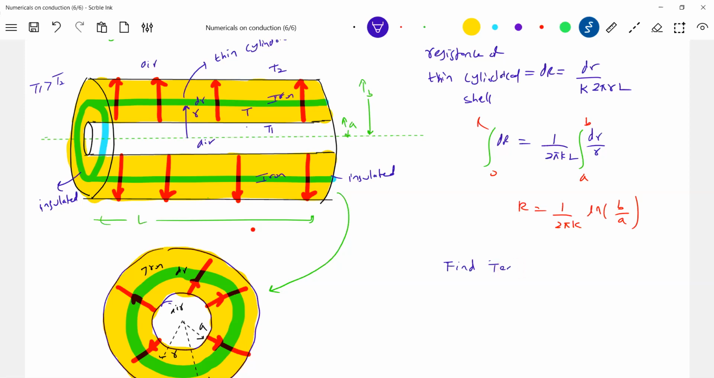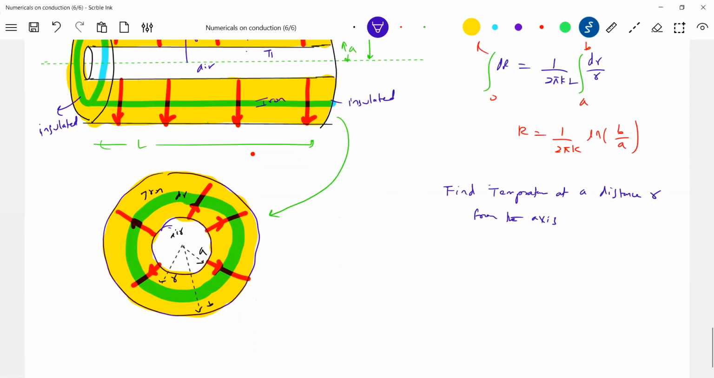Find the temperature at a distance R from the axis. Work out this one. Okay, now we'll go for some different types of problems based on these particular ideas.